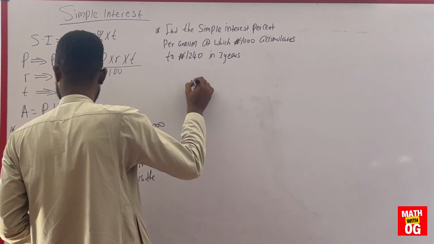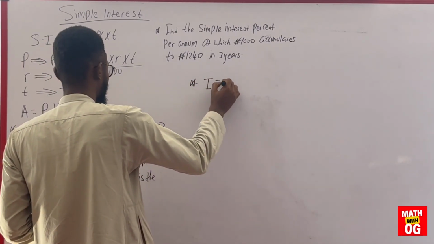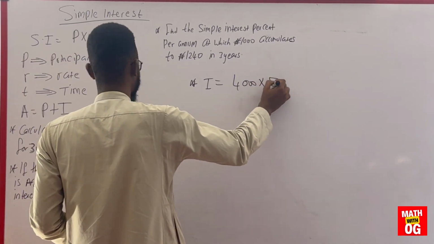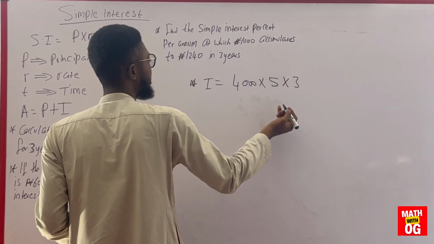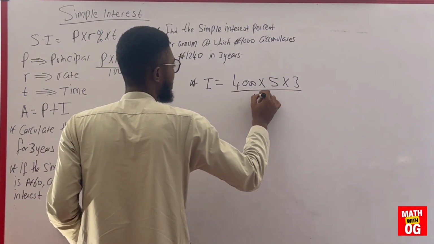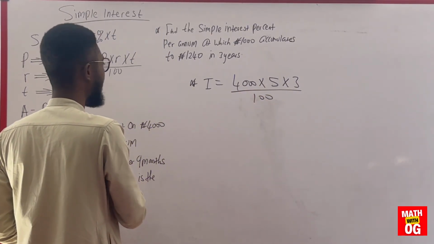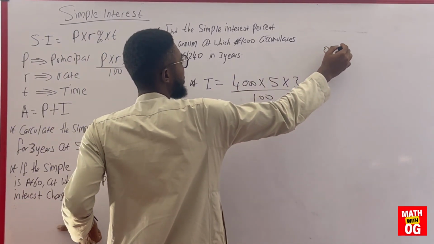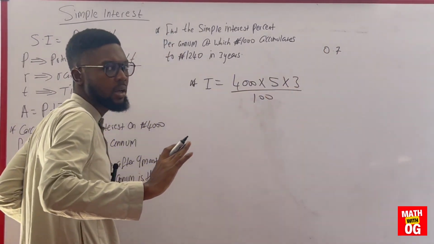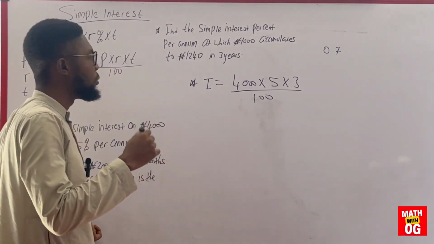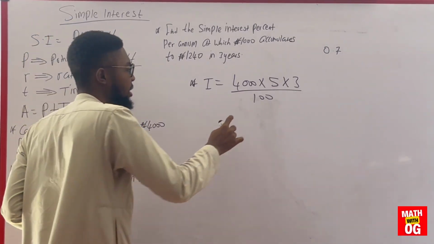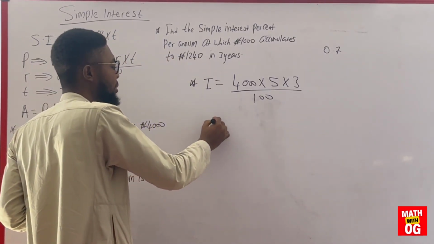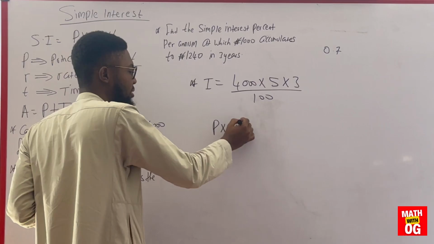Question number 1, interest is equal to principal is 4,000, rate is 5%, and time is 3 years, all over 100 because of the percentage 5%. Remember, your rate can just be given to you as 0.7, in rare cases. But if your rate is not given to you in percent, dividing by 100 is not relevant. That means your formula is actually principal times rate times time.